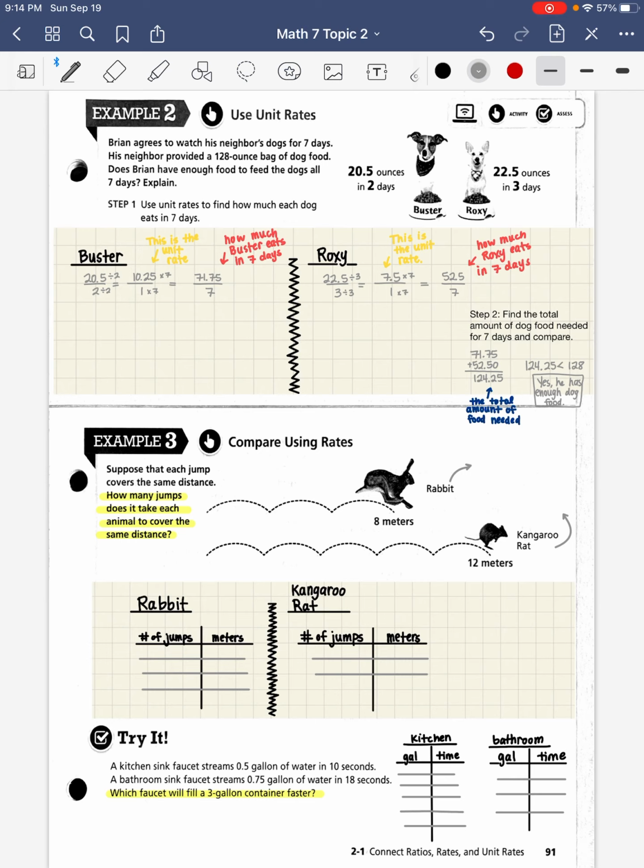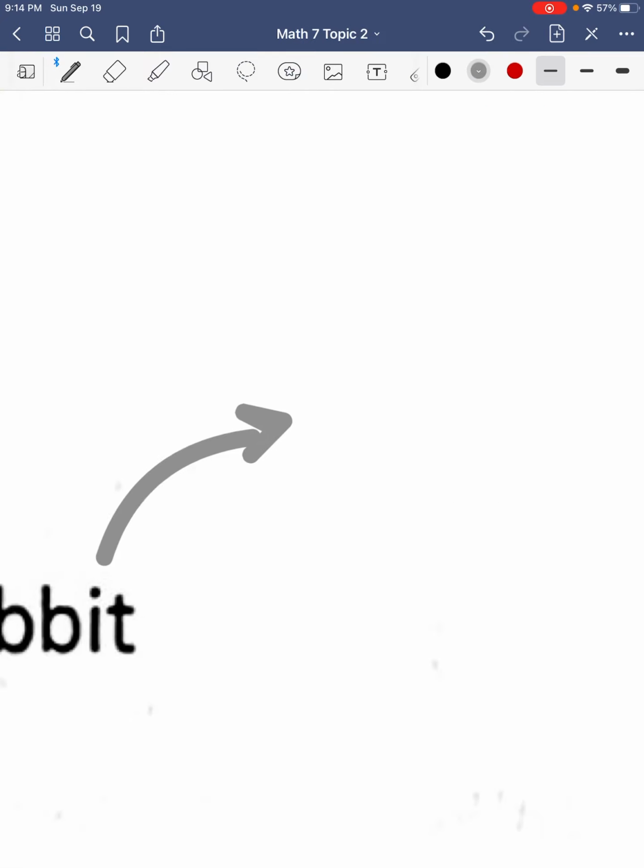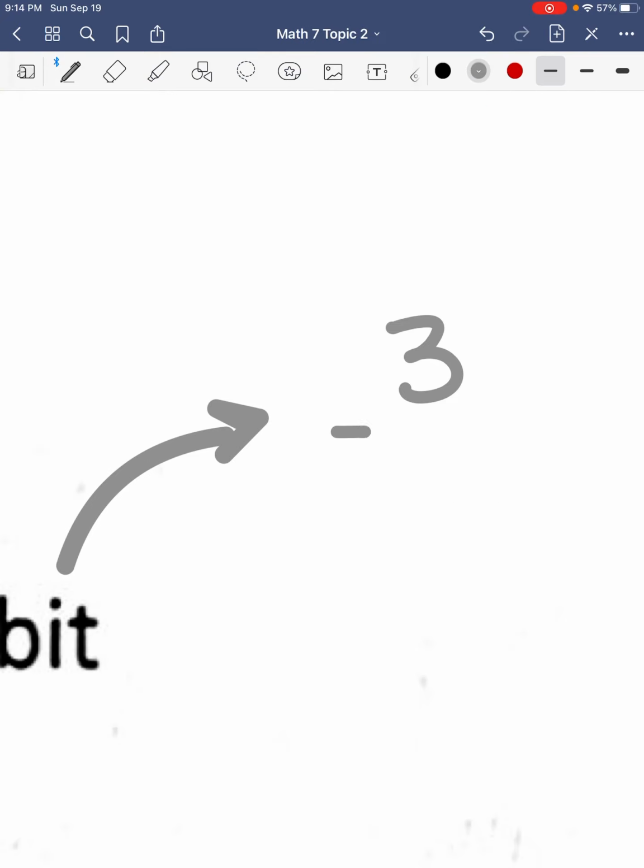So when we look at the rabbit, we can see that he goes 1, 2, 3 jumps, and he covers 8 meters in those 3 jumps. So I'm going to write a ratio to represent that. So 3 jumps, he covers 8 meters.